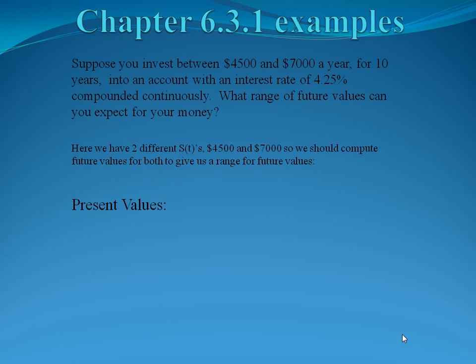We have the low end of our range, which is $4,500, and the high end of our range, which is $7,000. So we should do all our computations for future values on both of these to give us a range for our future values. So let's start by finding the present values based on these two numbers.